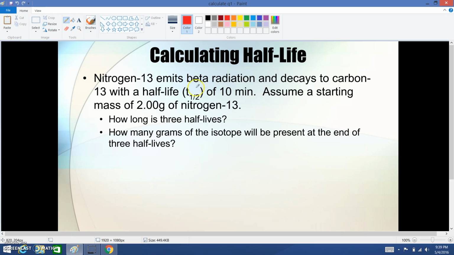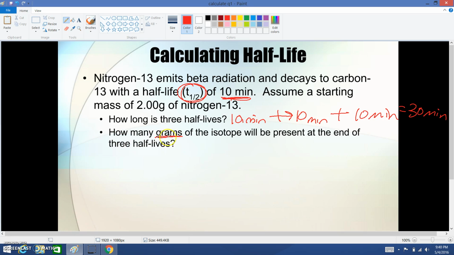Nitrogen-13 emits beta decay and decays to carbon-13 with a half-life of 10 minutes. This symbol right here is the symbol for half-life. Assume a starting mass of 2 grams of nitrogen-13. So the first question is, how long is 3 half-lives? Well, the first half-life takes 10 minutes. Then the second half-life is going to take 10 more minutes, so I'm going to add that up. And then we take 10 more minutes for the third half-life. That's a total of 30 minutes. It takes 30 minutes for 3 half-lives to go by for our nitrogen-13.